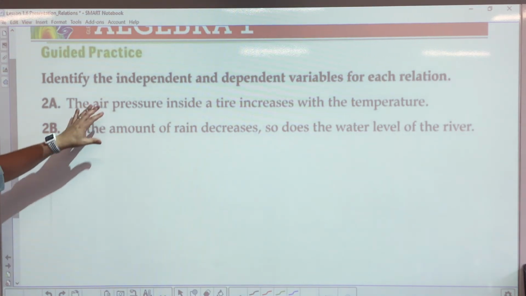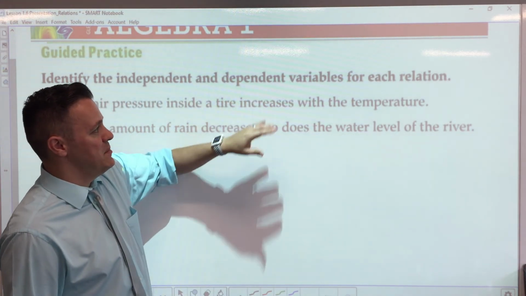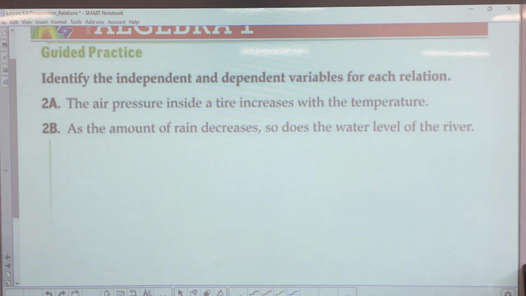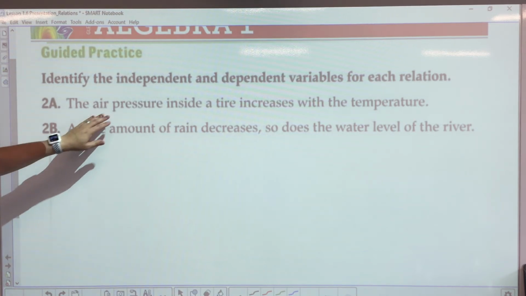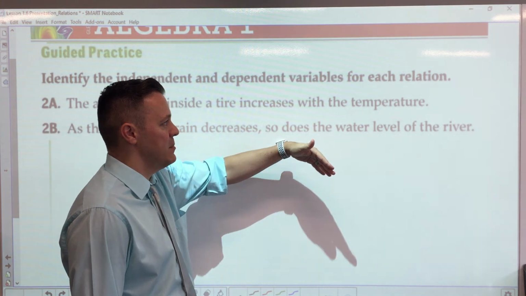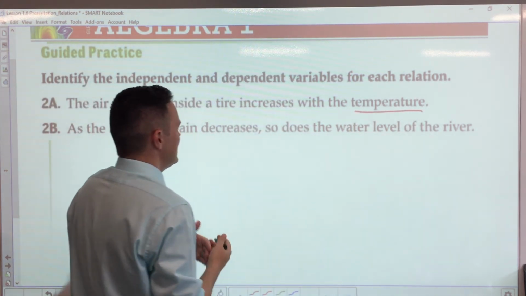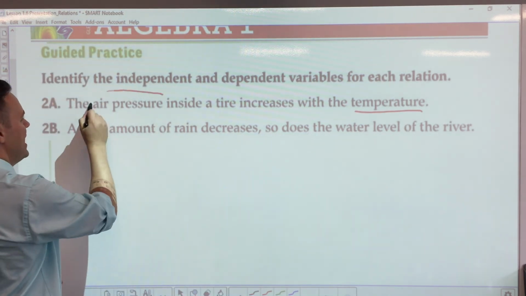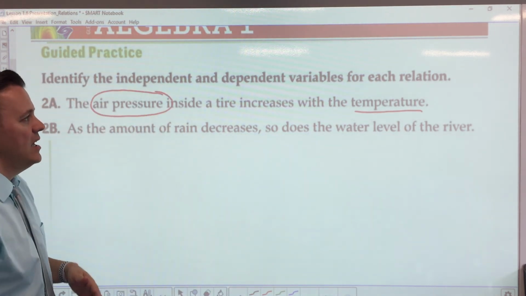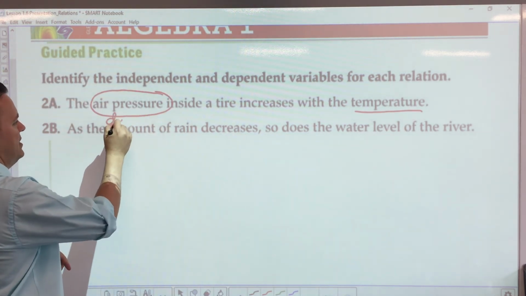All right? So identify the independent and dependent variables for each relation. You guys go. All right, air pressure inside a tire increases with the temperature. So what is independent? It is temperature. What is dependent? The air pressure. Okay? Air pressure is dependent.